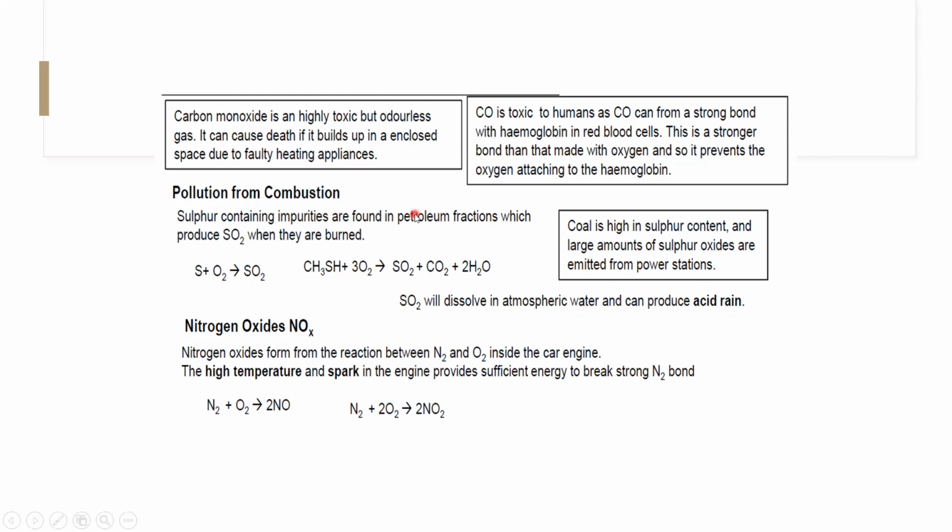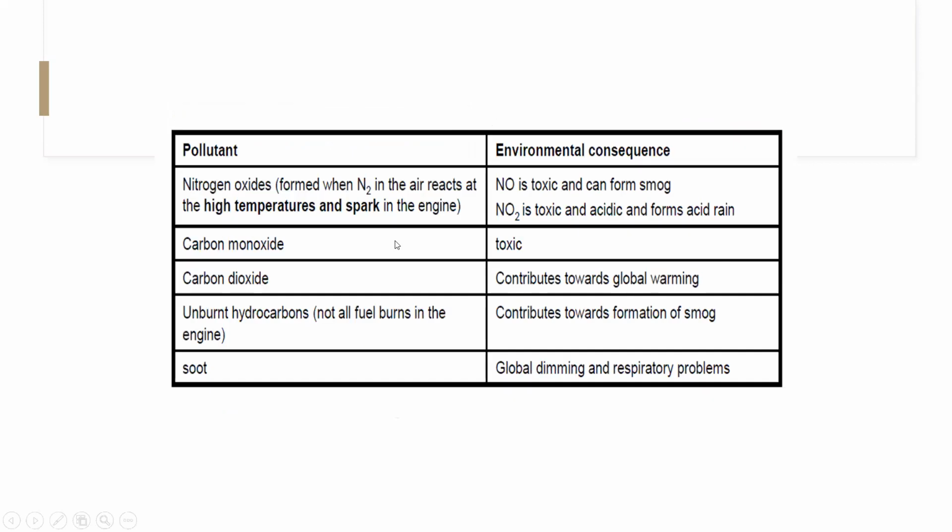Oxides of nitrogen are not from the fuel, which does not have nitrogen, but due to the electrical discharge in the engine, nitrogen reacts with oxygen and produces oxides of nitrogen. These oxides of nitrogen can also produce photochemical smog as well as global warming. So these are the effects of oxides of nitrogen. It is formed when nitrogen and oxygen react at high temperature and in the presence of a spark.